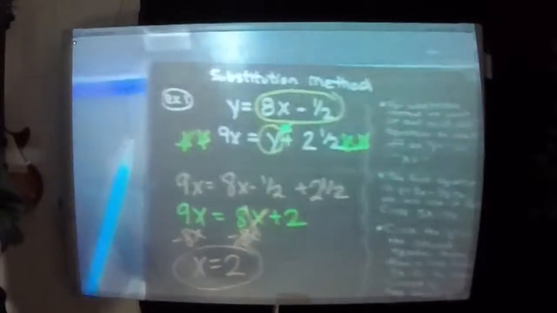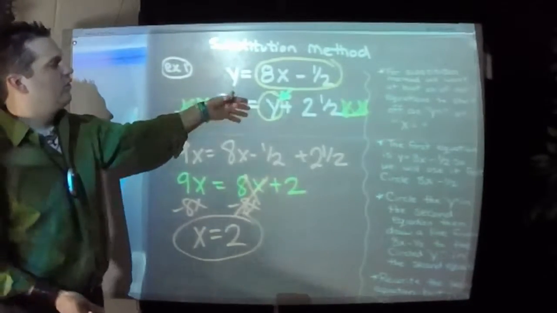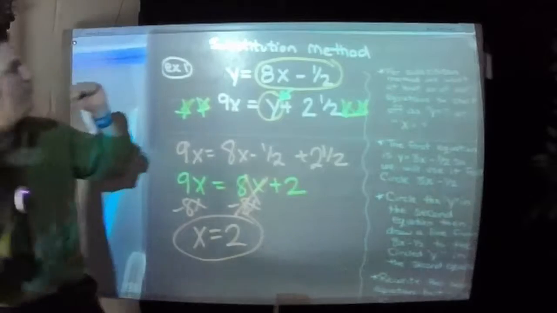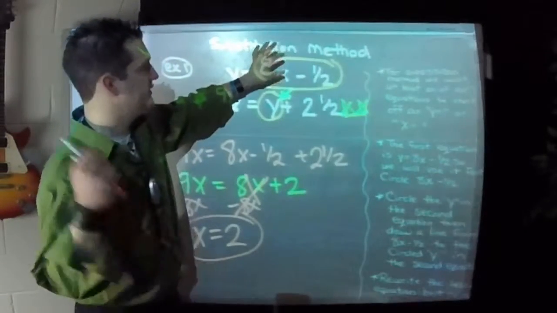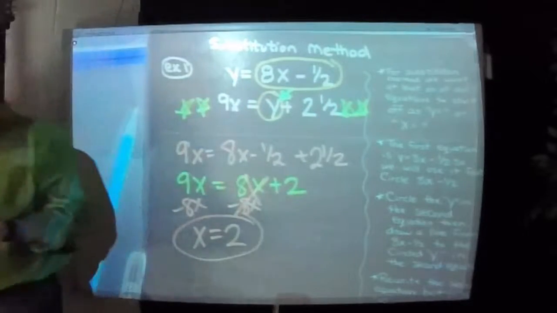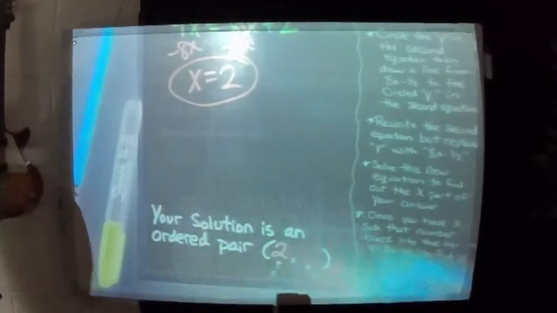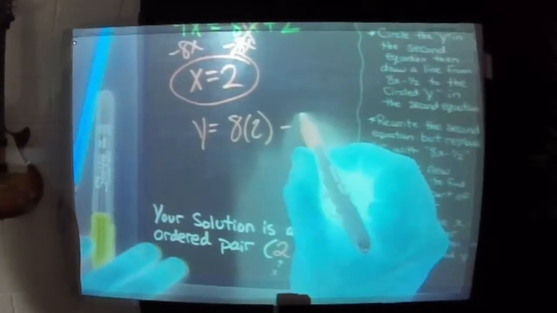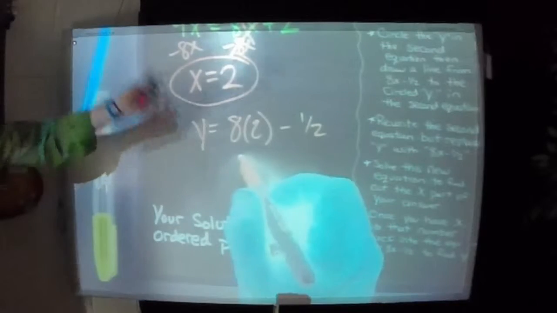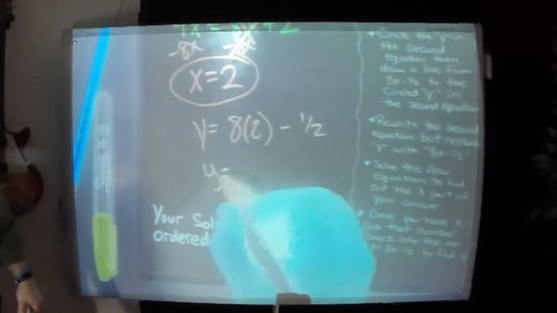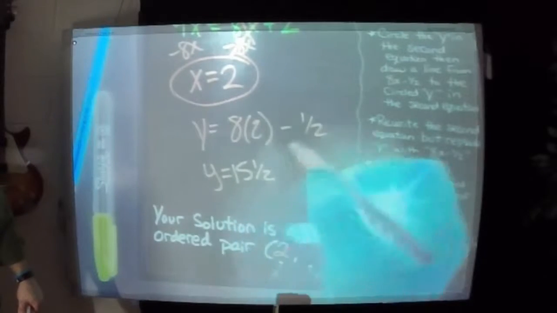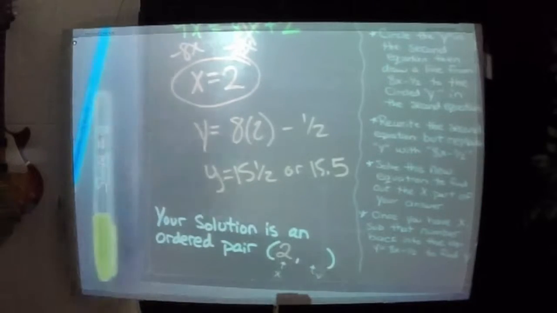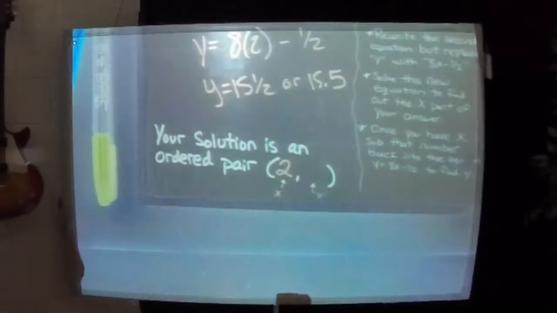Go back where we started. And look at the original system. We're going to throw an x out and put a number in. Which one looks simpler for us to use? Top one. All right, so y equals 8 times 2 minus 1/2. So that is 16 minus 1/2, so it is 15.5. And so I guess we can slide a 15.5 right in here.